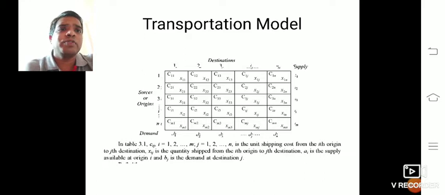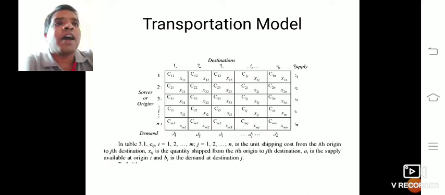And when it comes to demand, J1, J2, J3: J1 means the quantities required by destination 1, J2 the quantities required by destination 2, and J3 the quantities required by destination 3. Remember, I1, I2, I3, I4 are represented by the rows; these are the supplies, the quantities available at the different sources. And J1, J2, J3 are the quantities required by the destinations.